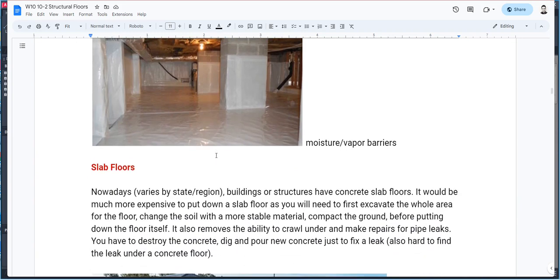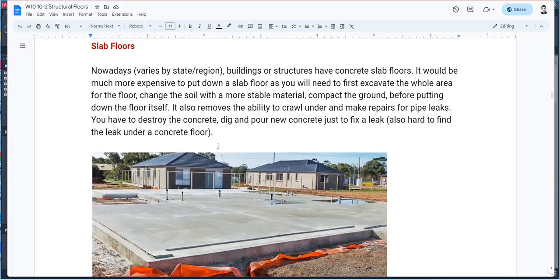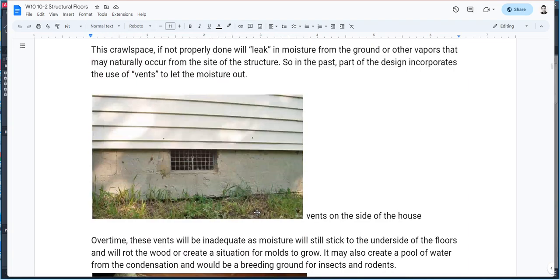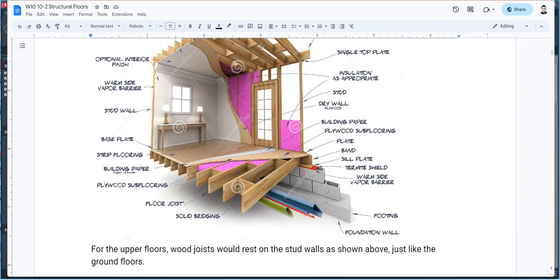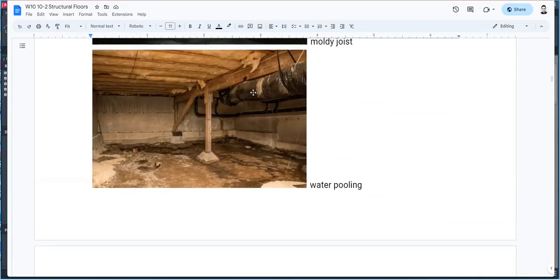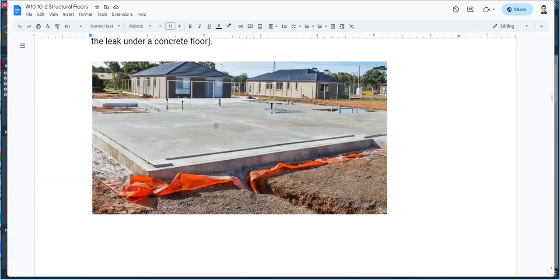Now, of course, it varies by region. In California, we are very fond of not using a raised floor system like this one for the ground floor. The second floor is mostly wood, always. That didn't change. But nowadays in California, they want to put a concrete slab for the first floor and wood joists for the second floor.